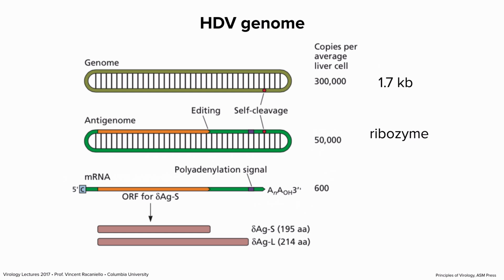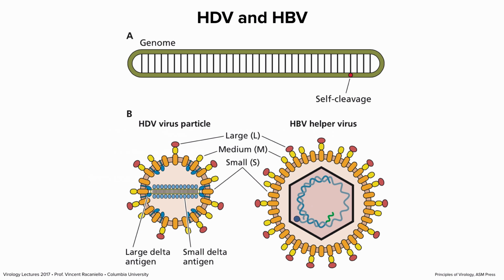So it's not viroid-like because it encodes protein. And that's one of the differences. So 1.7 kilobase. It also has a ribozyme activity, which is this little red dot labeled self-cleavage. So that sequence can just cut itself. It folds in a way so it cuts itself and linearizes itself, very much like the viroids.